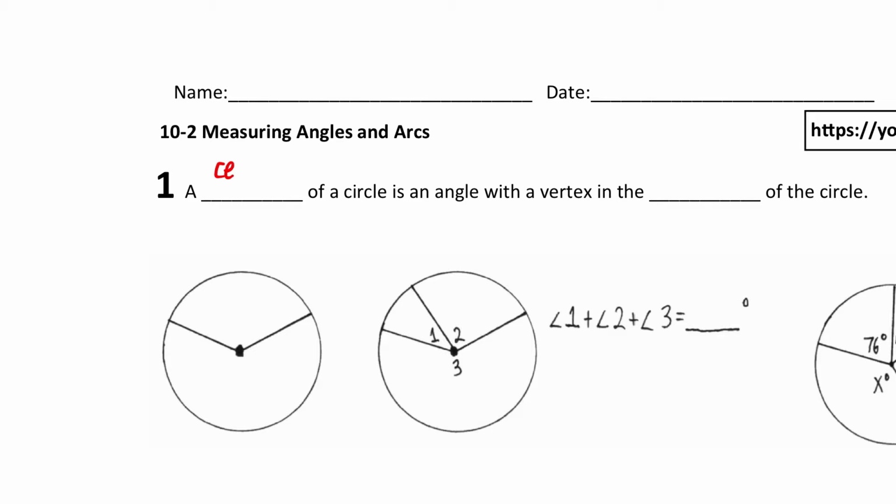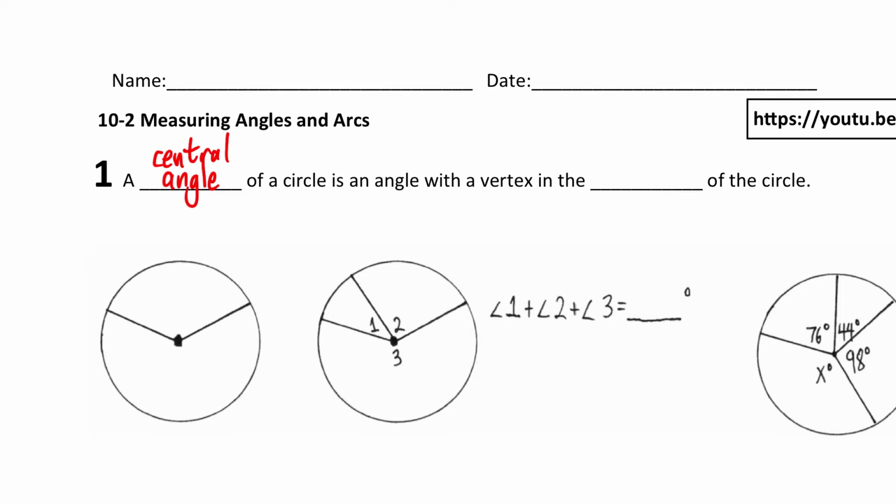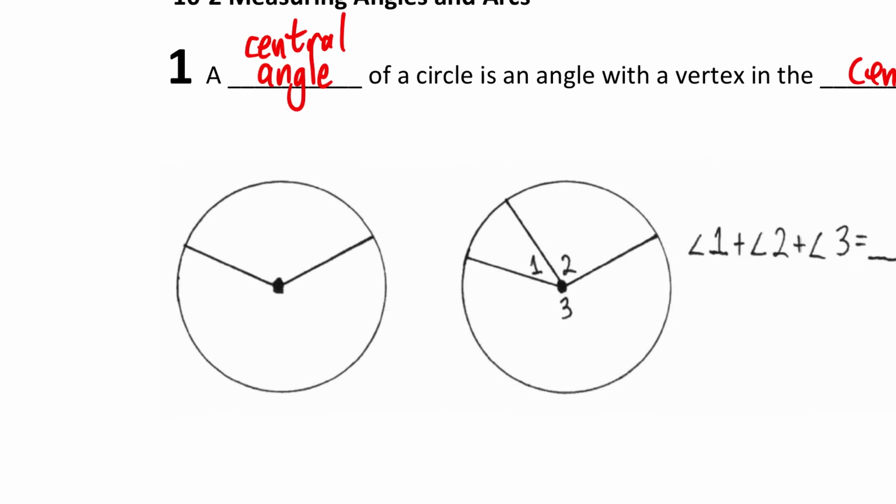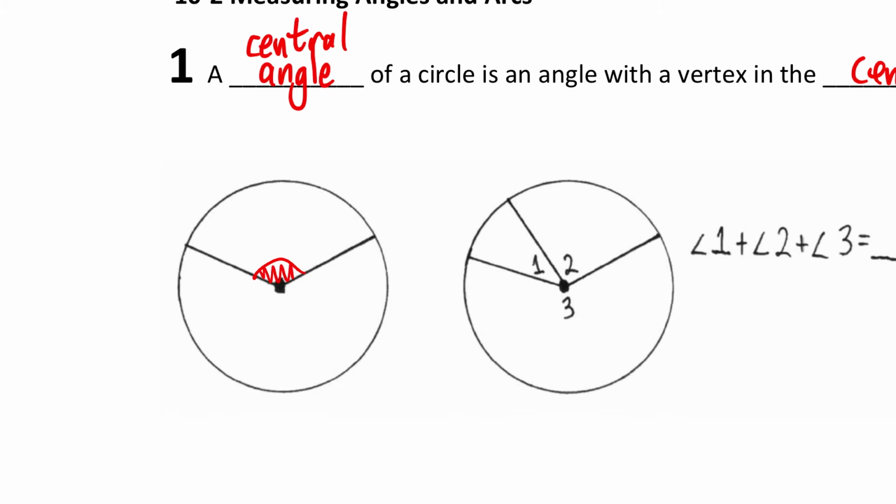All right, a central angle of a circle is an angle with the vertex in the center of the circle. So a central angle is one where the vertex is at the very center of the circle. Like this right here, this is an example of a central angle. You may be thinking, well, yeah, that makes sense. But there are going to be other types of angles.